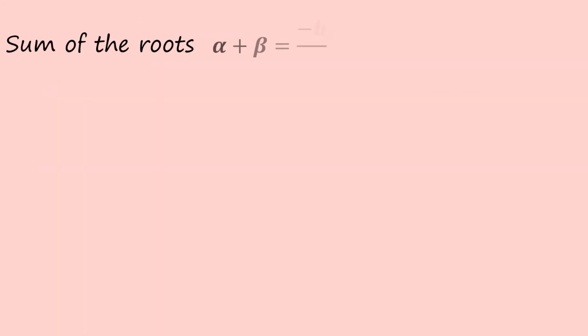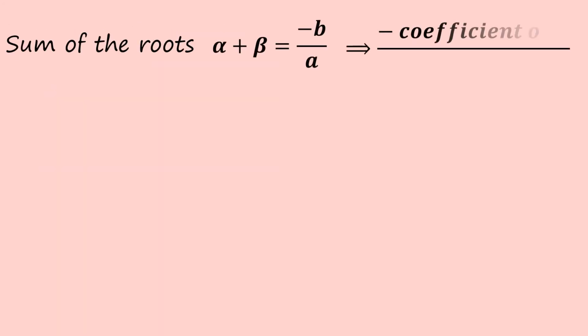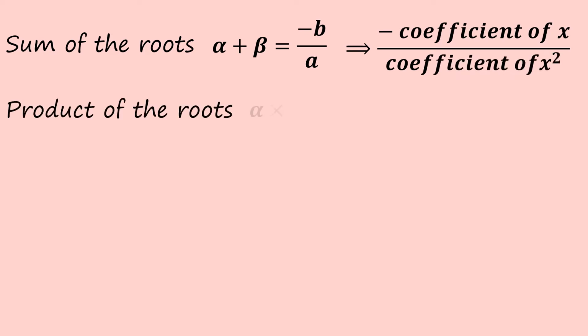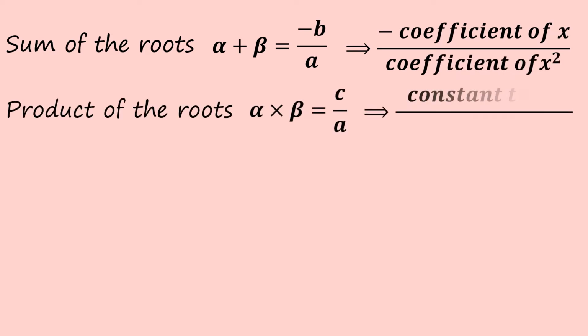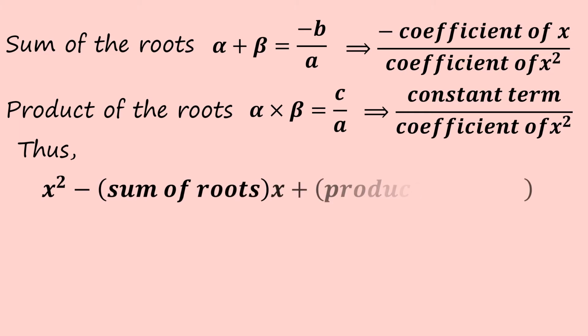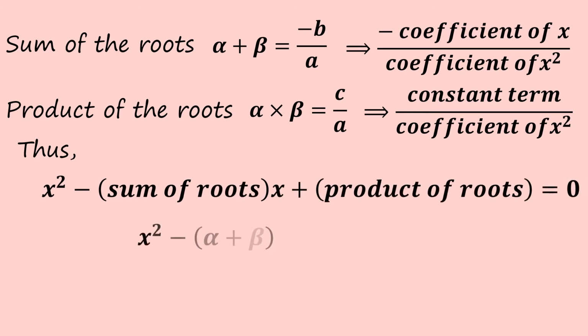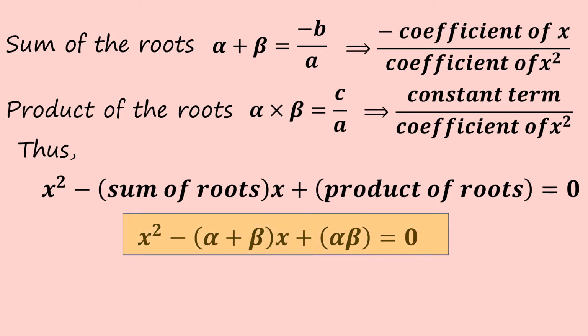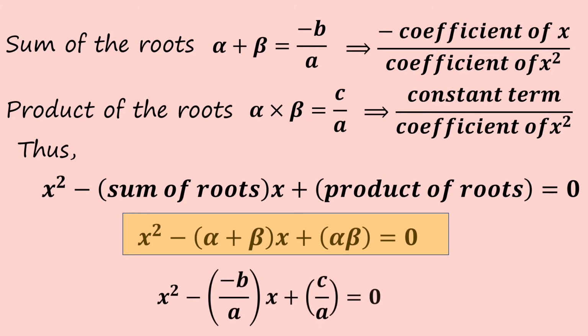In simple form, the sum of the roots alpha plus beta equals minus b over a, which is minus coefficient of x over coefficient of x squared, and the product of roots alpha beta equals c over a, which is constant term over coefficient of x squared. Therefore, we have x squared minus sum of roots times x plus product of roots equals 0. Then we have x squared minus (alpha plus beta)x plus alpha beta equals 0, which is x squared minus b over a x plus c over a equals 0.